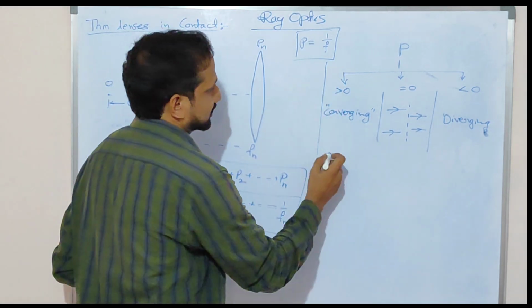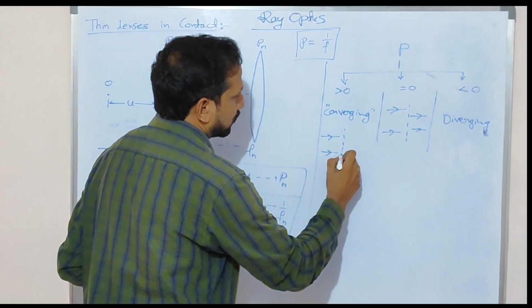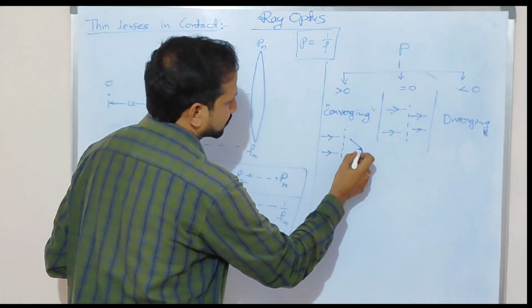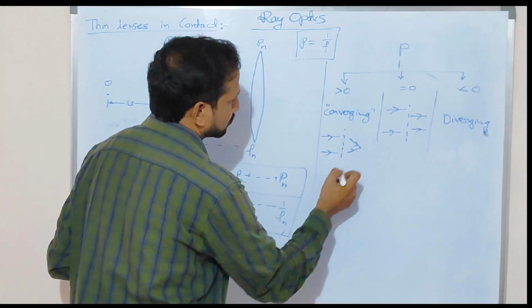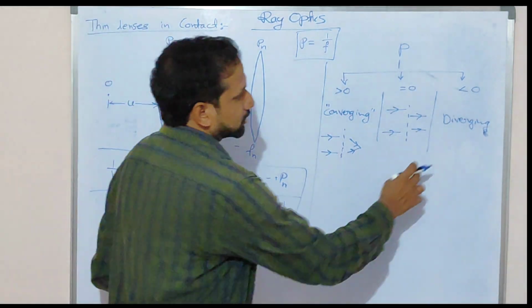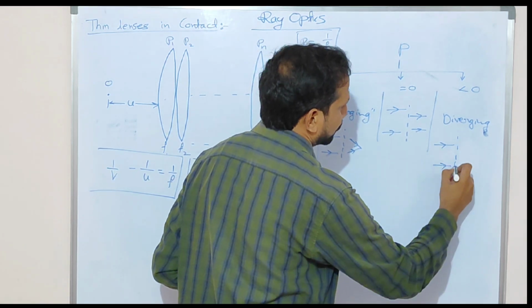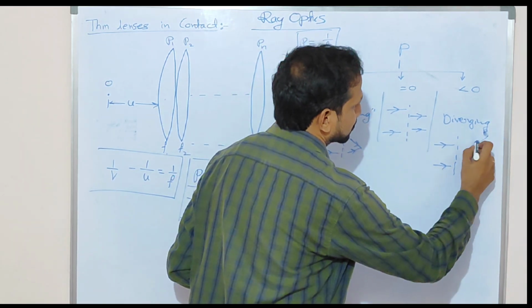But coming to the first case, when a parallel beam is incident on the system, after refracting from the system it will be converged. And coming to this case, an incident beam is parallel, and after incidence here it will be diverged.